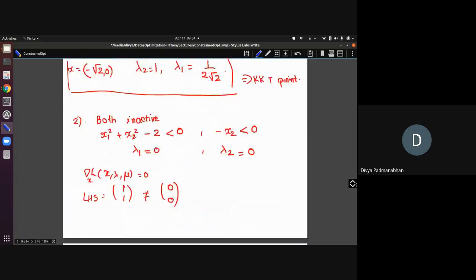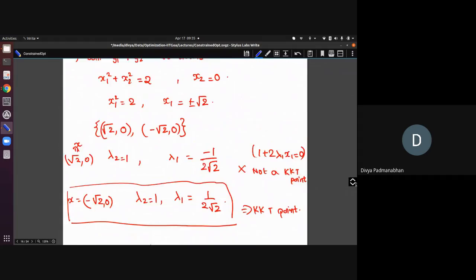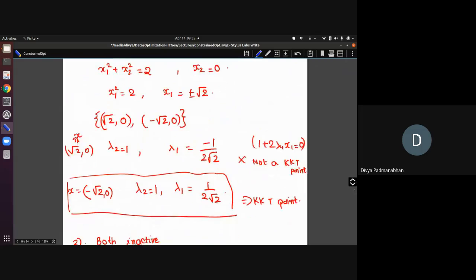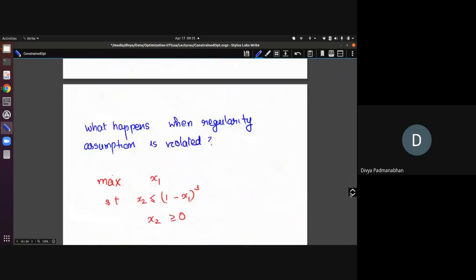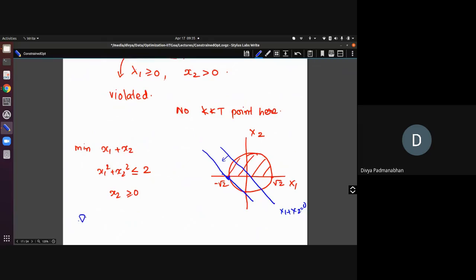So one thing to verify is whether this point, -√2, 0, is also a regular point. Both the constraints are active. So let's just see the gradient at this point. The gradient of g1 of x at -√2, 0 was 2x1, 2x2, right? So this is -2√2 and 0.